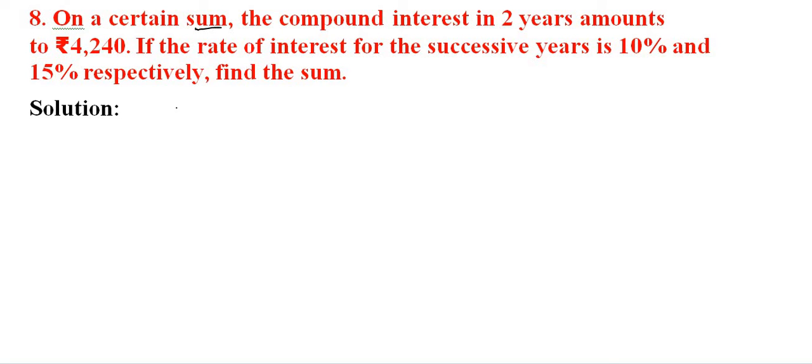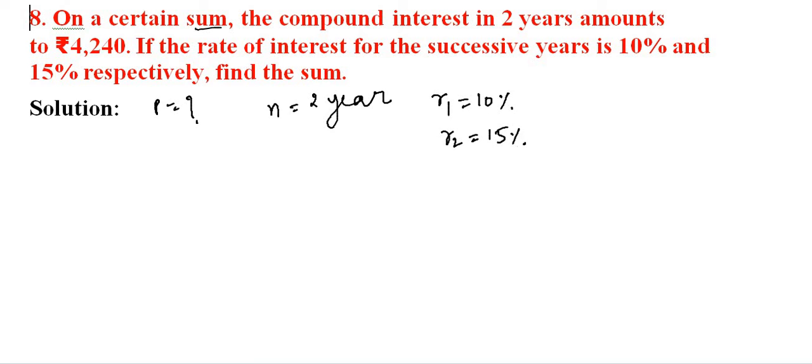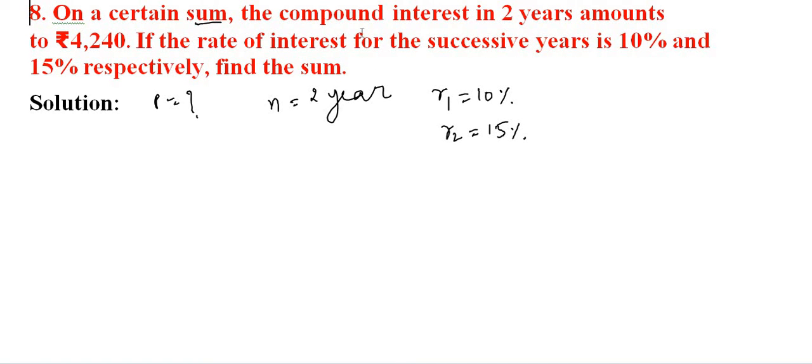Certain sum means principal is not given, and the compound interest in 2 years amounts to 4240. So n is given, n is 2 years. Rate is given, R1 is 10% and R2 is 15%. And what else is given? Compound interest is given. How much is the compound interest? Rupees 4240. Okay. Now we will apply the formula of A.